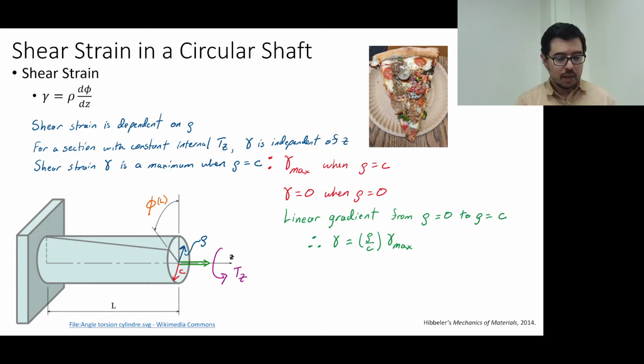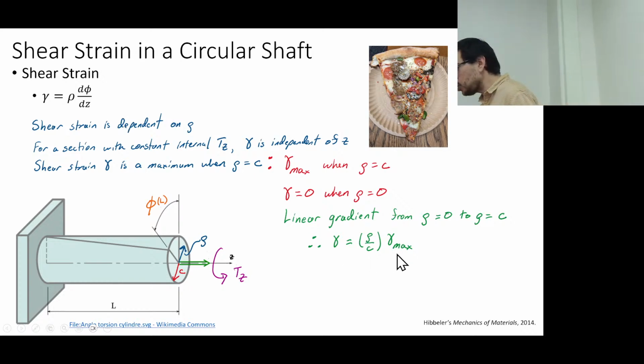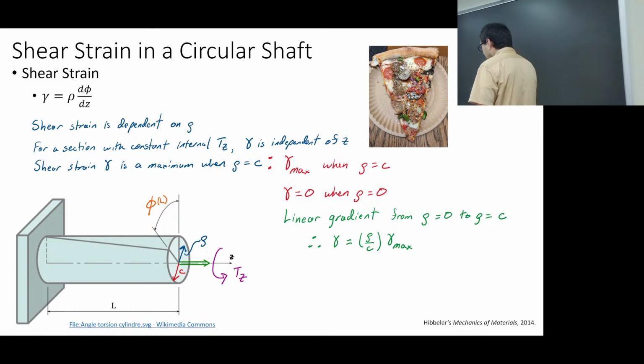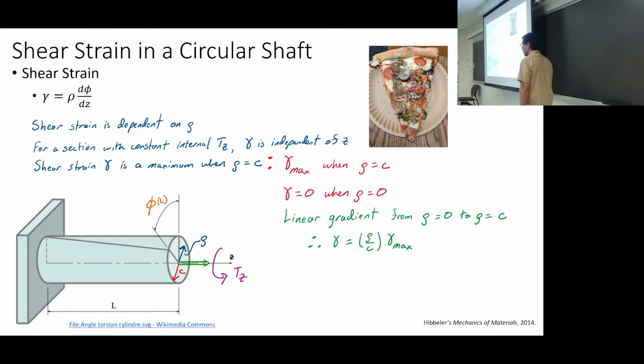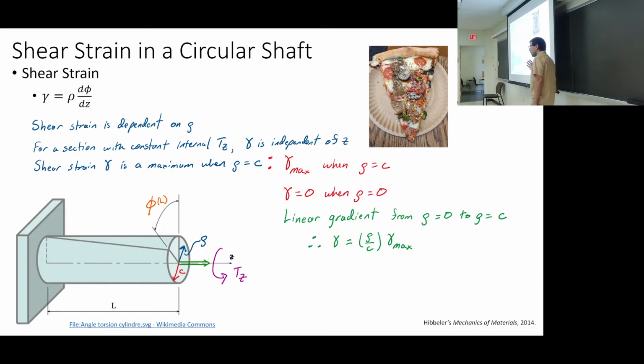There's a linear gradient, though, which is what this means. So rho d phi dz: if you're at a given location and you have the slope, then if rho is equal to 0, your shear strain is equal to 0. If rho is equal to c, it's going to be c times d phi dz. And we can say that the maximum shear strain happens at the outer surface.